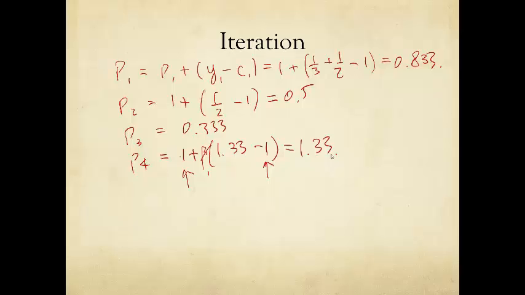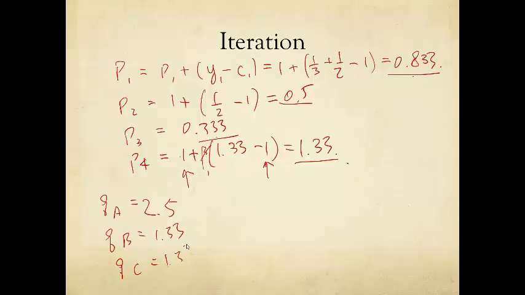Just as we expect intuitively, now the first 3 links' prices drop because you're not fully utilizing the capacity, but the 4th link's price actually increases from 1 in the last iteration. And now we can write down the Q's. QA is now this number plus this number plus this number, adding up to 2.5. QB is 1.33. QC is 1.33.